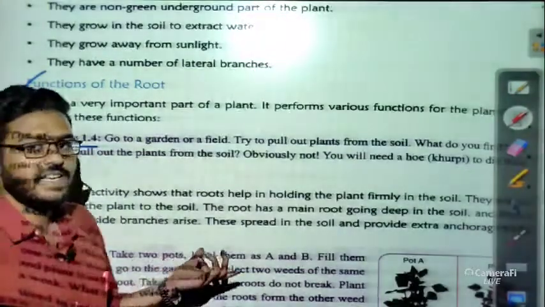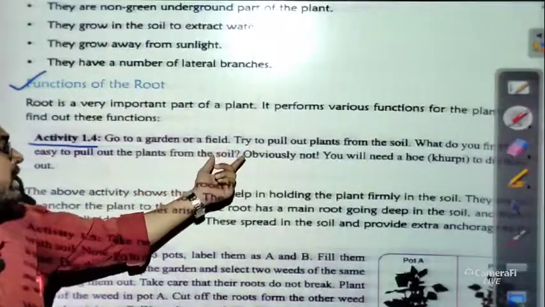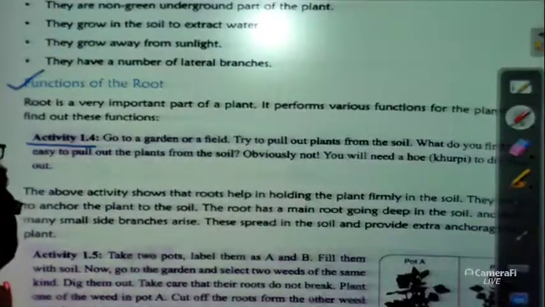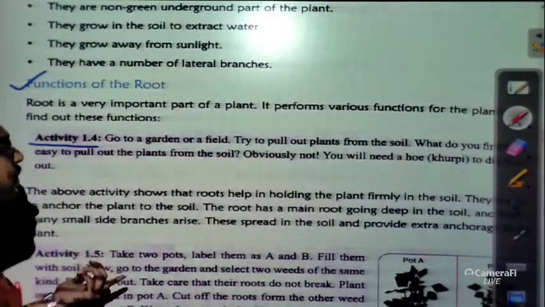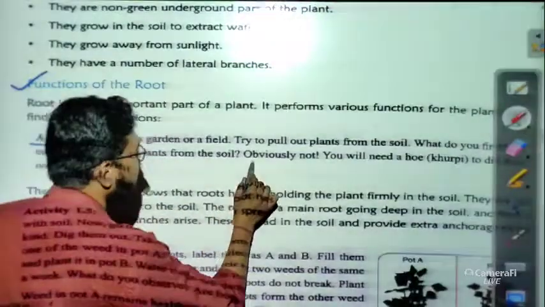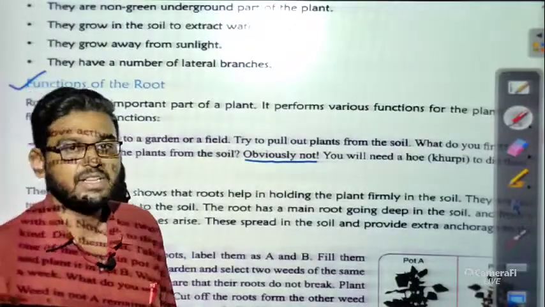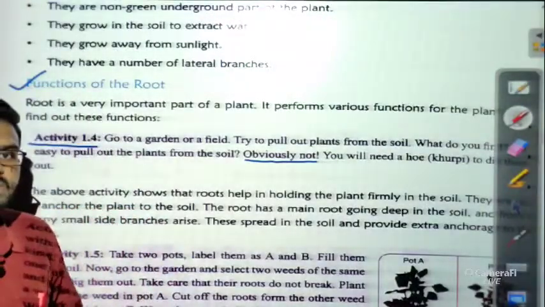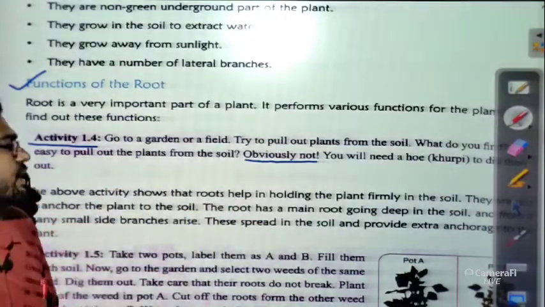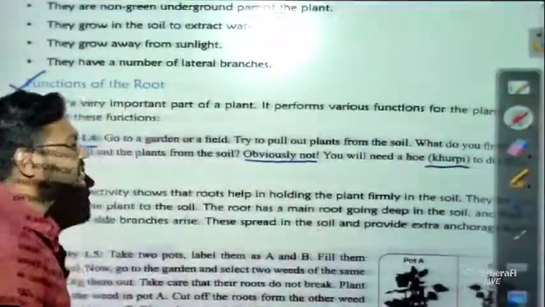So what does this activity tell? This activity tells us to go to a garden or a field and try to pull out plants from the soil. What do you find? Is it easy to pull the plants from the soil? Obviously not. If you perform this activity, you will see that it is not so easy to just pull the plants from the soil, and you need a hoe or a khurpi to dig the soil.